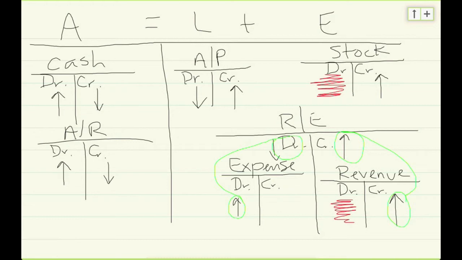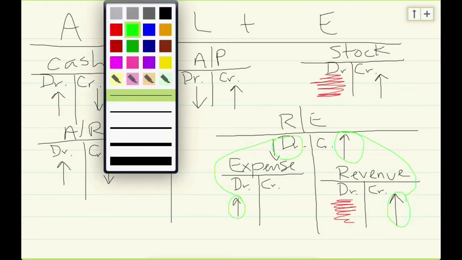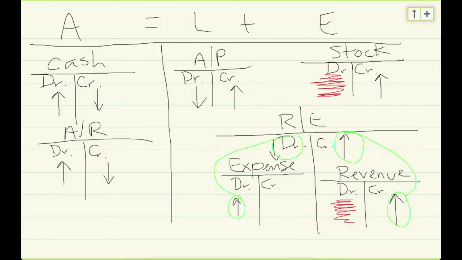Further, we will never, except for one exception that we'll learn about in quite a while from now, want to credit an expense account. So in other words, once we have our employees work for us and have some wage expense, we can't undo them working for us. Okay? So therefore, if we ever find ourselves trying to credit an expense account, then we know something is going wrong. Okay?